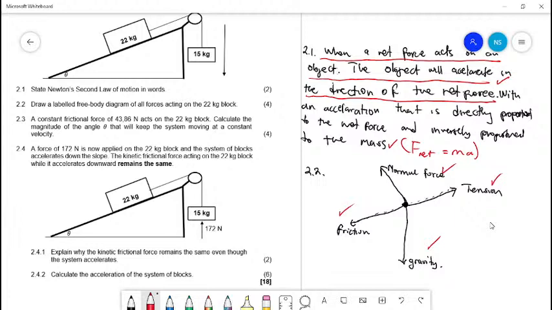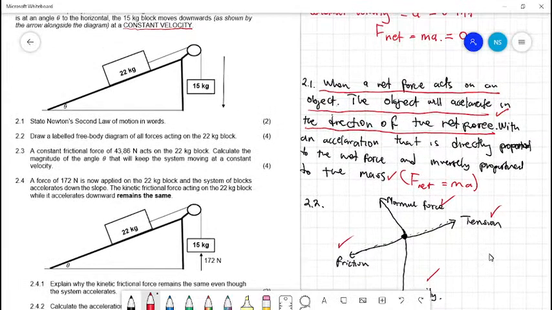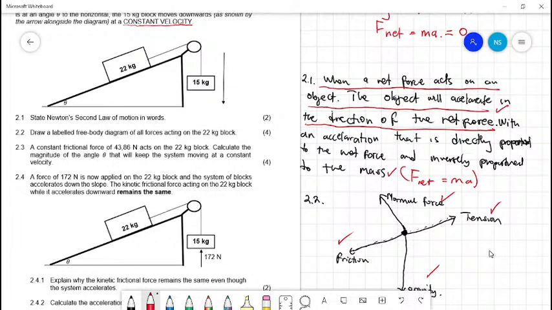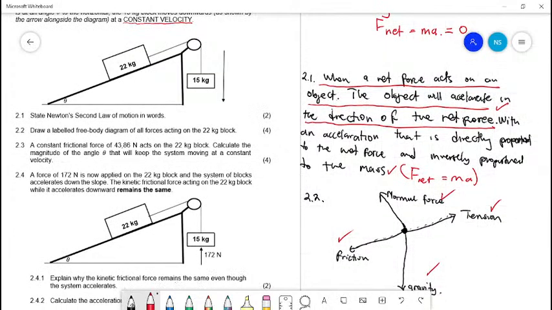So let's see what they want in 2.3. In 2.3, they're telling us that a constant frictional force of 43.86 newtons acts on the 22 kg block. So now they're telling us that on the 22 kg block, there's a constant force of 43.86 newtons. And now they want us to calculate the magnitude of the angle that will keep the system moving at constant velocity. This is a very nice question.